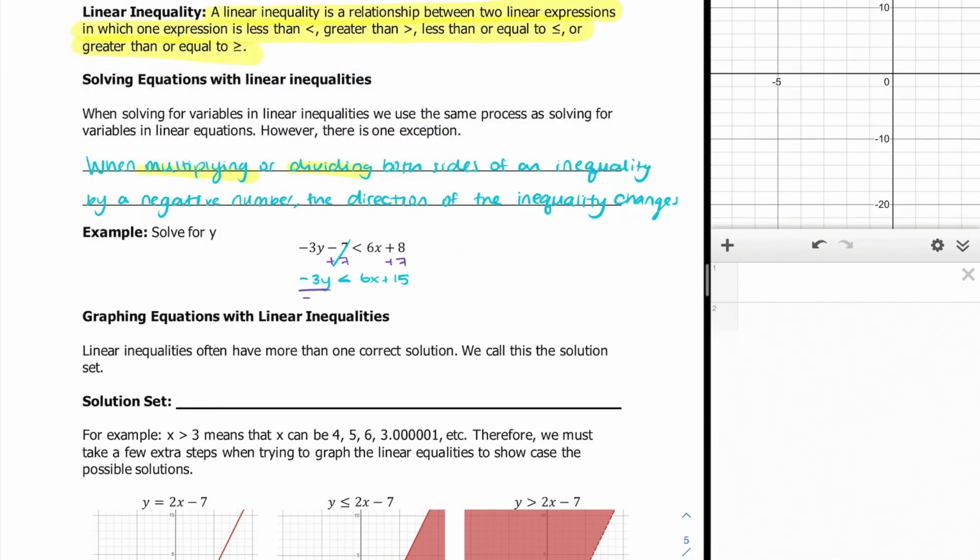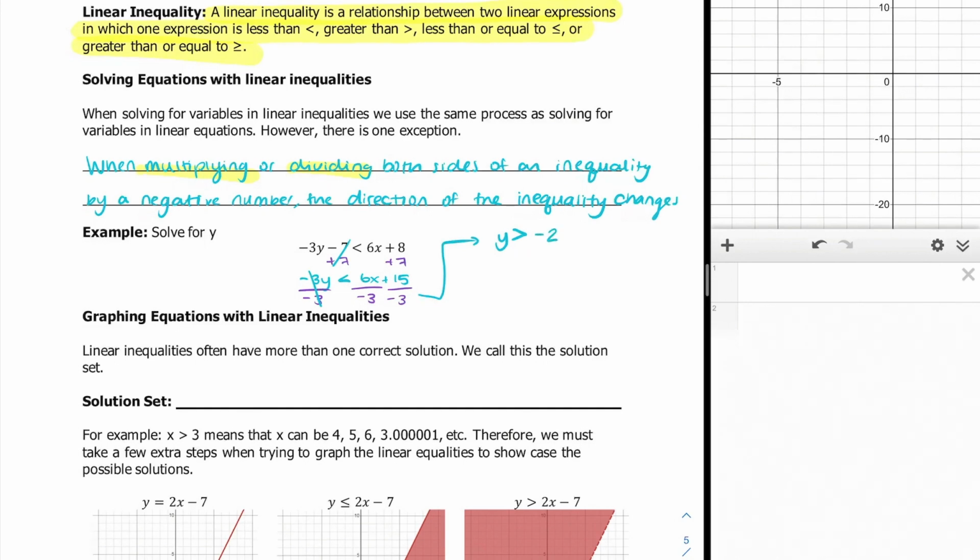However, when we get to this point here, to get y alone we are going to divide both sides by a -3. And when we're dividing both sides, that's every single term on both sides here. So those -3's cancel out. We're left with y. And because we divided both sides by a negative number, our inequality changes from a less than symbol to a greater than symbol. It just changes direction. Okay?